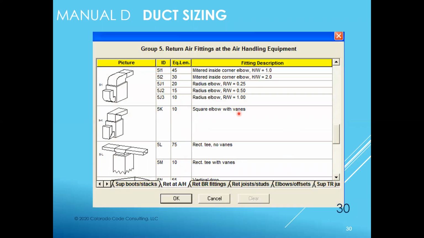Now you could do the same thing. If you could still have a square inside, but you've got a radius outside, you could actually get some pretty good numbers here. You really, really can, okay? So I see a lot of this. That one little radius helps tremendously, rather than just square cut without any vanes at all.